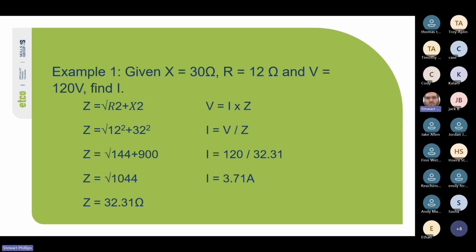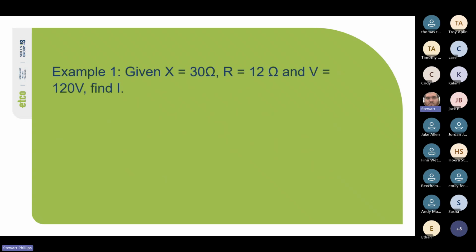You could also do the same thing with your reactance. If you were given your impedance and your resistance, you could use X squared equals Z squared minus R squared. It's just a rearranging of the formula for Pythagoras' theorem. Cool. So here you go.